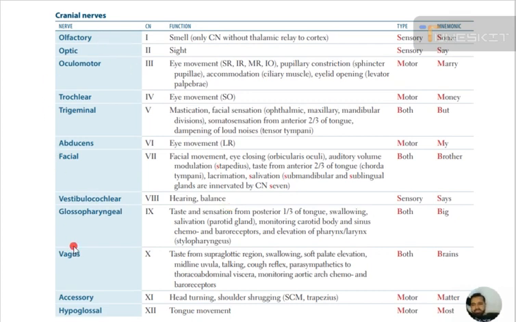Cranial nerves. This table is very important. There is the nerve and its number, then its function, and which type of sense it carries, either sensory or motor, and a mnemonic with which you can remember it.